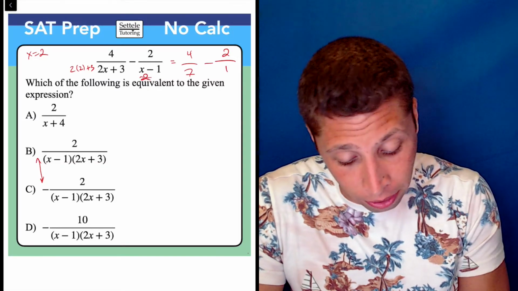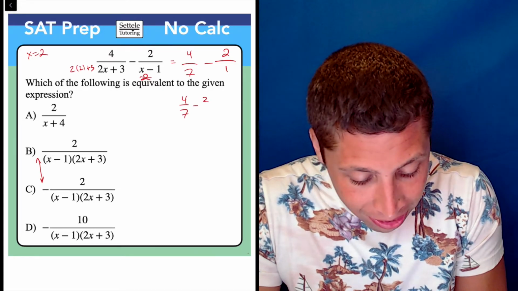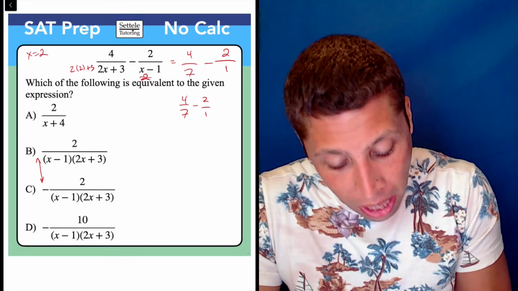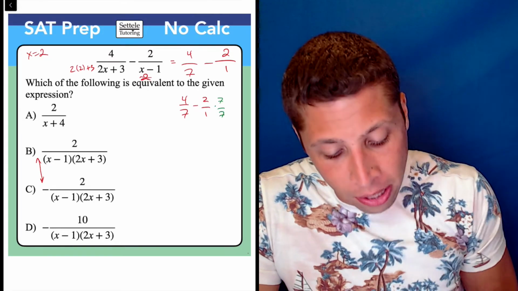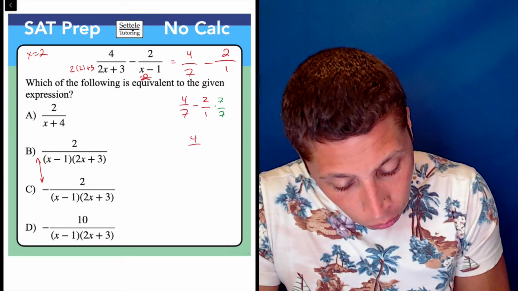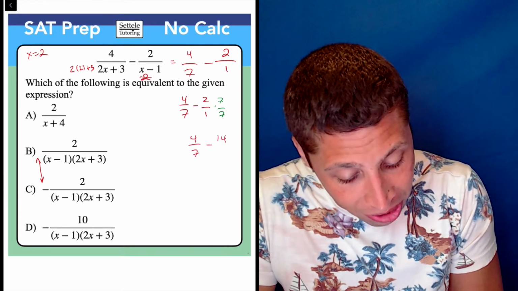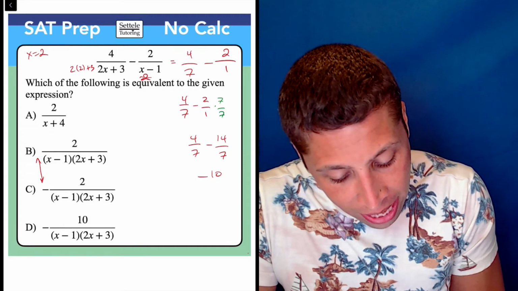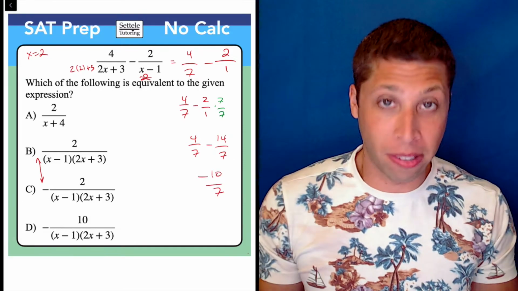So let's just see here. So 4/7 minus 2 over 1, and then we use common denominators to finish the job. So that's going to be 4 over 7 minus 14 over 7. So that's -10 over 7. So there you go. That's our magic number.